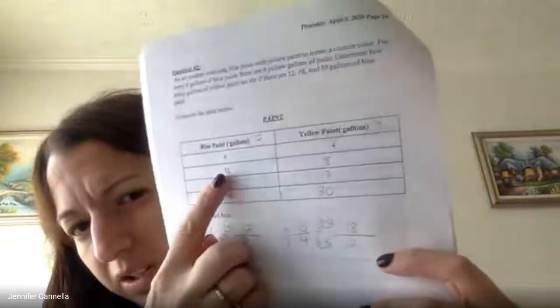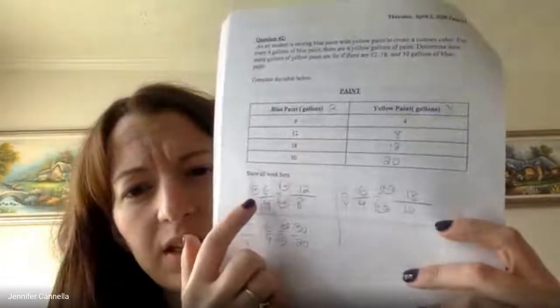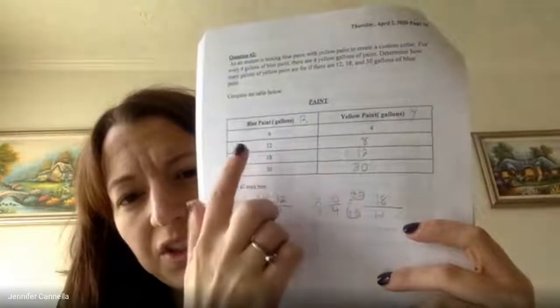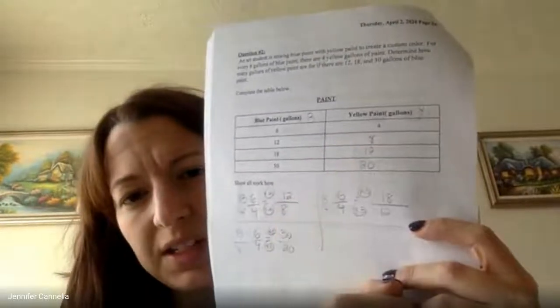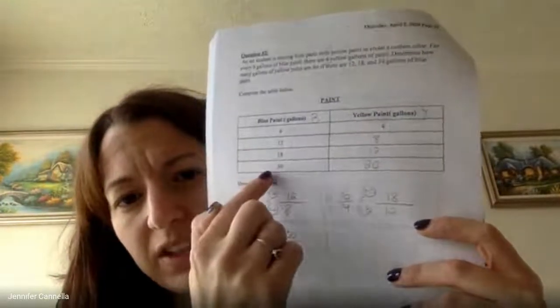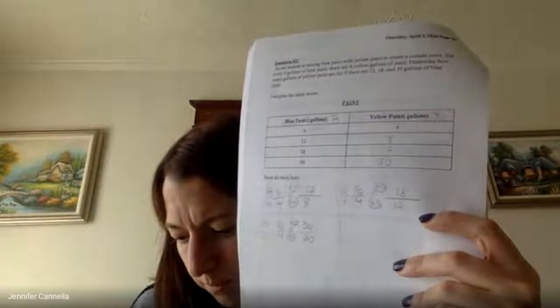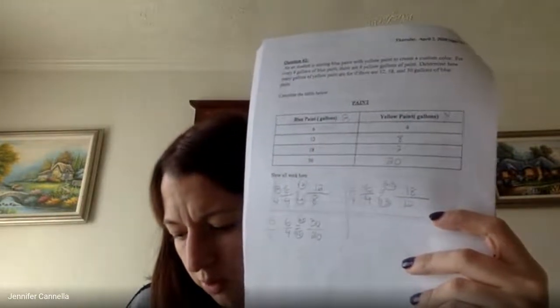And then here, the unit rate is already 6 to 4, so 6 blue for 4 yellow. So what I did here is I multiplied 6 times 2 to get 12, which means 4 times 2 is 8. 6 times 3 gives me 18. So 4 times 3 gives me 12. And 6 times 5 gives me 30. So 4 times 5 gives me 20. Okay? So that's what you need to have.